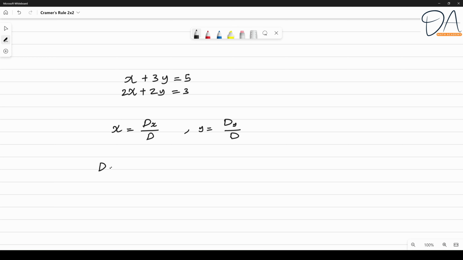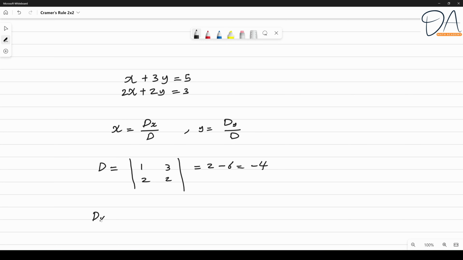D, you simply form it by using the coefficients of the variables. So the coefficients of the variables are 1, 3, 2, and 2. And this is a simple 2 by 2 determinant, so we can easily calculate it. 1 times 2 gives you 2, 2 times 3 gives us 6, so this gives us minus 4.